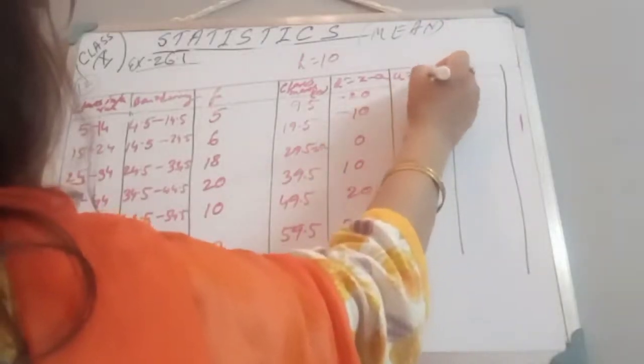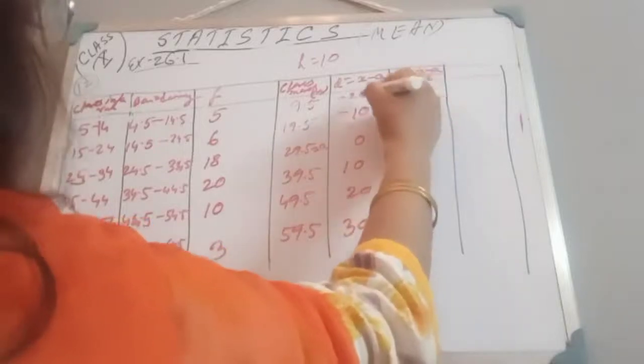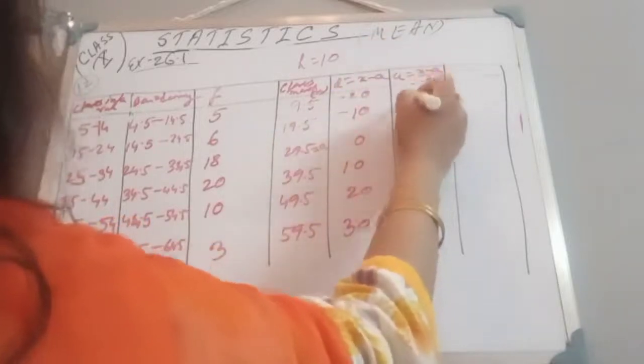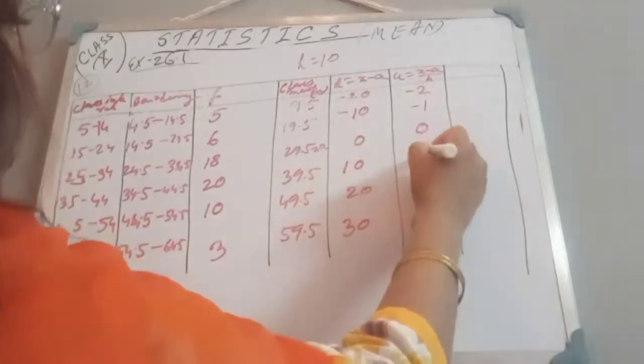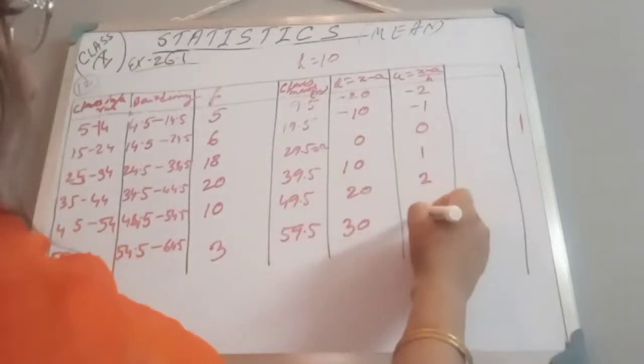Now we have to find u, that is x minus A by h. x minus A is this: minus 20 by 10 is minus 2, minus 10 by 10 is minus 1, 0, 10 by 10 is 1, 20 by 10 is 2, 30 by 10 is 3.